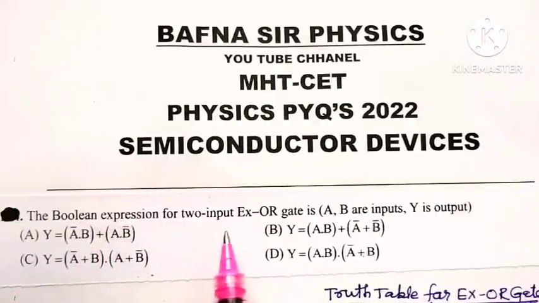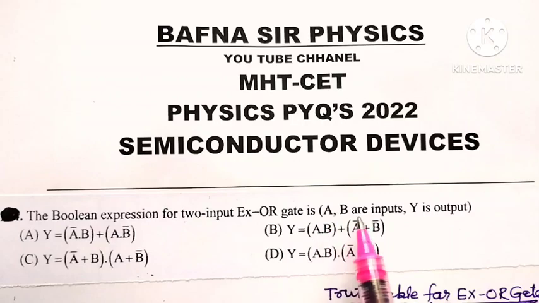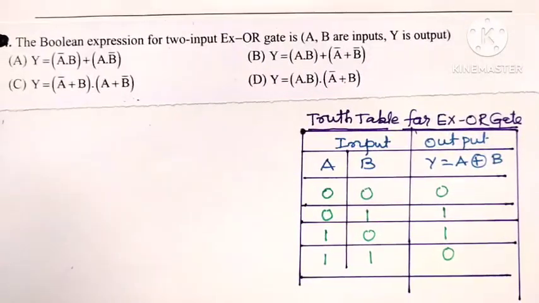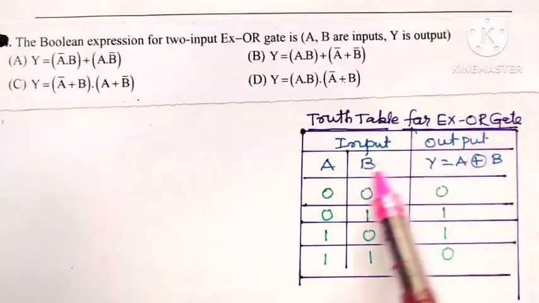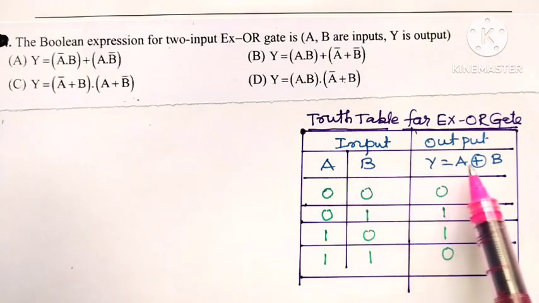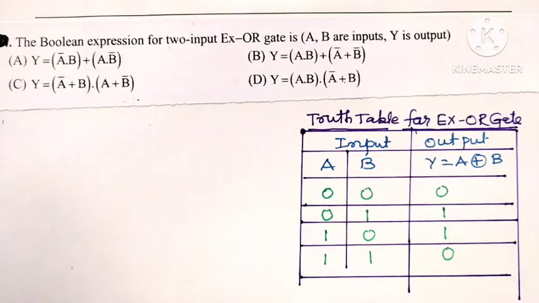The Boolean expression for a two-input XOR gate is as follows: A and B are inputs and Y is output. Now as far as the exclusive OR gate is concerned, the truth table for the XOR gate will be like this. Here the inputs are A and B, and output Y equals A XOR B.